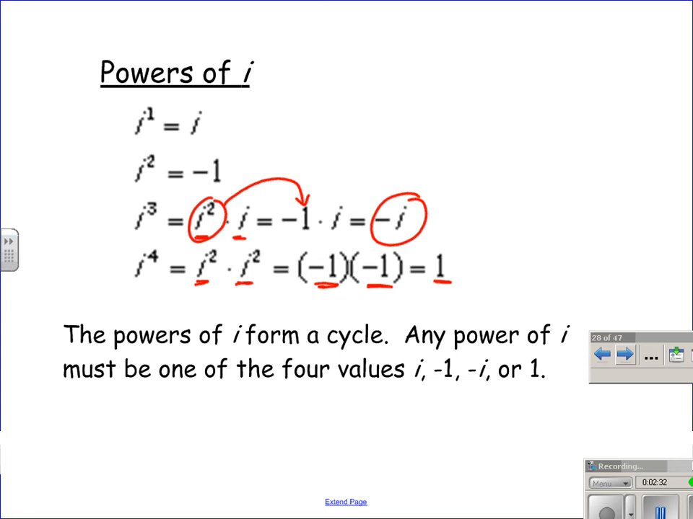And then the powers of I form like a cycle. For any power of I, it must be one of the four values I, -1, -I, or 1. And the way you do that, and you'll see an example in just a minute, is you take the power and divide by 4, and you look at the remainder to determine what the value of I to some power would be.